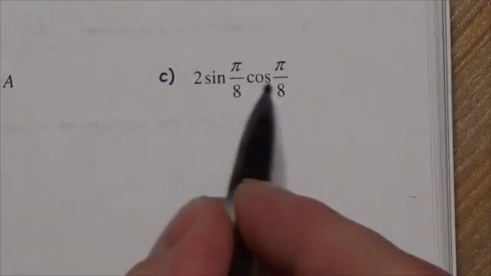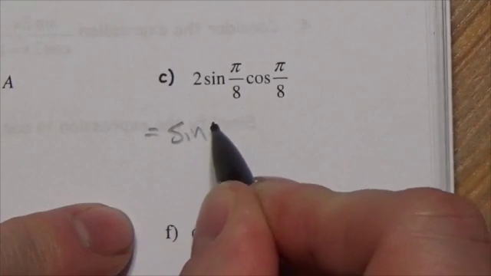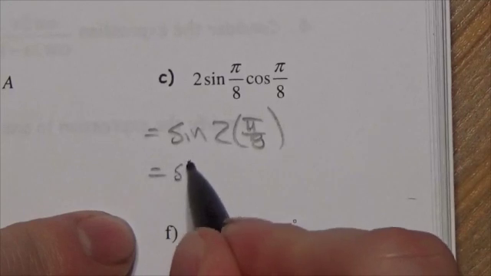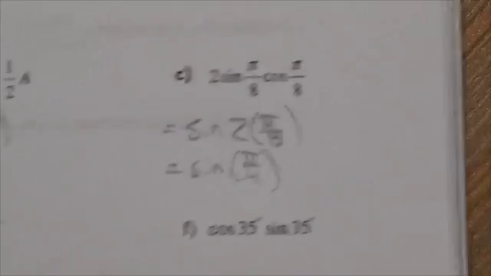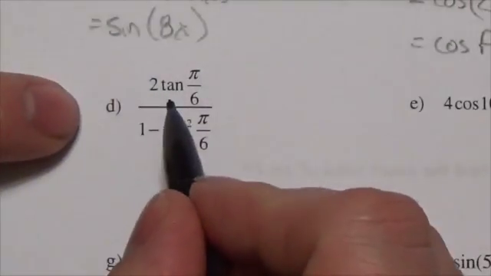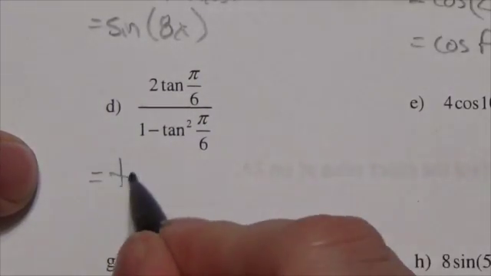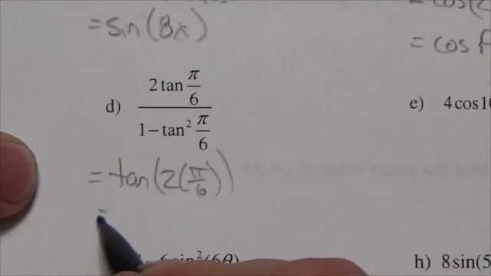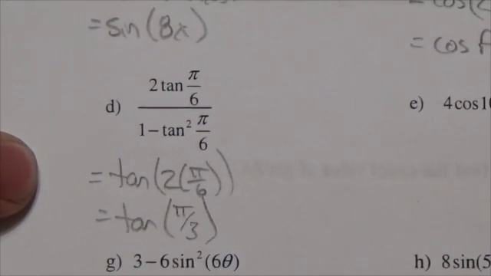2 sine pi over 8 cosine pi over 8. Again, this is the same as the sine of 2 times that angle. And 2 times pi over 8 is simply going to be pi over 4. Keep moving here. We've got this expression, 2 tangent pi over 6 over 1 minus tangent squared of pi over 6. This is equal to the tangent of twice that angle, so 2 times pi over 6. And we know that 2 times pi over 6 is simply going to be pi over 3.